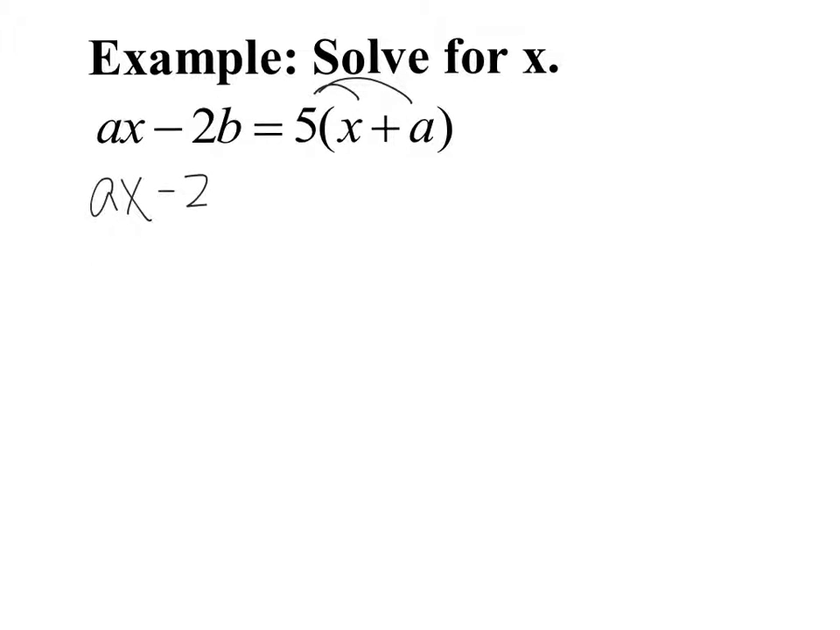We have ax minus 2b equals 5x plus 5a. Okay? Again, we have an x here and we have an x here. Which one are we trying to solve for? We're trying to get just one x all by itself. So there are some tricks to doing these, and these are kind of hard algebra problems.